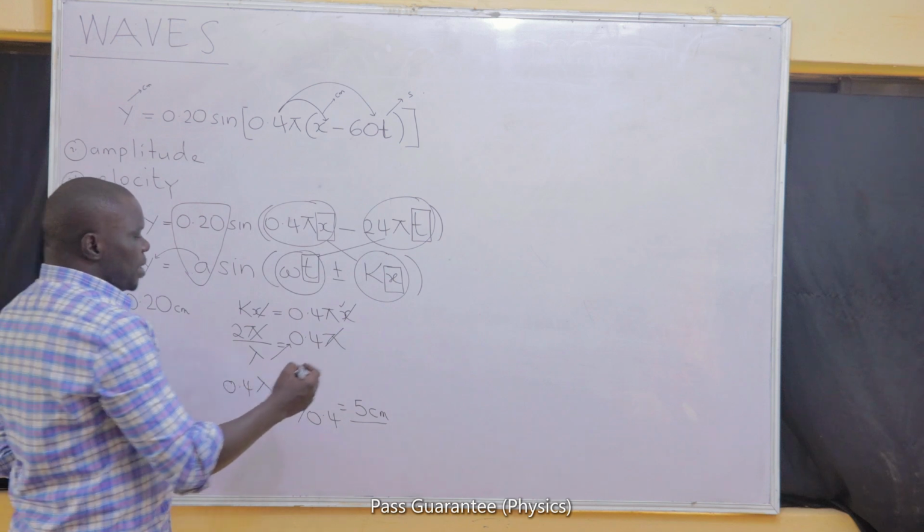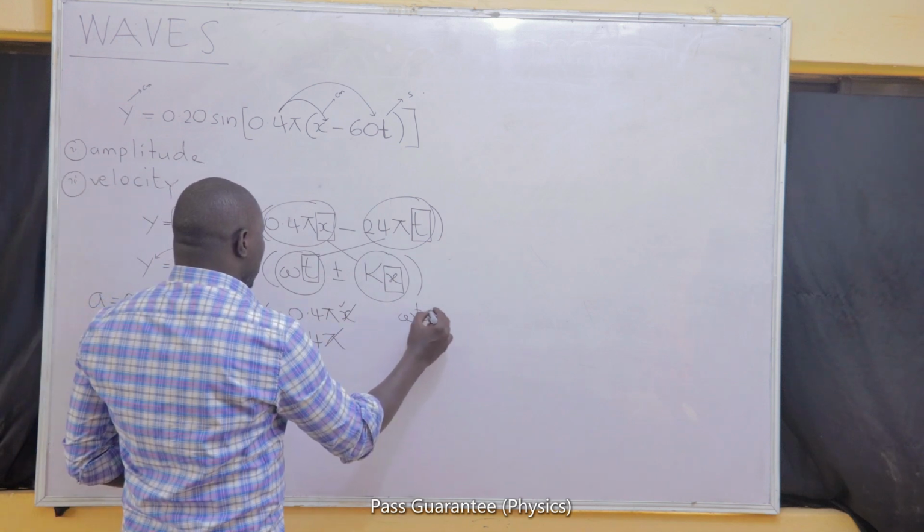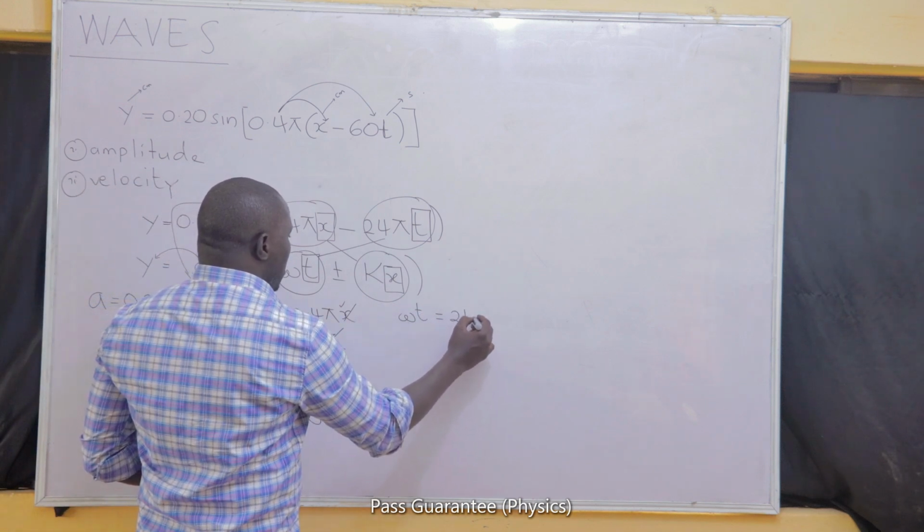Now, we write the other part of the equation. Omega t must be equal to 24 pi t.